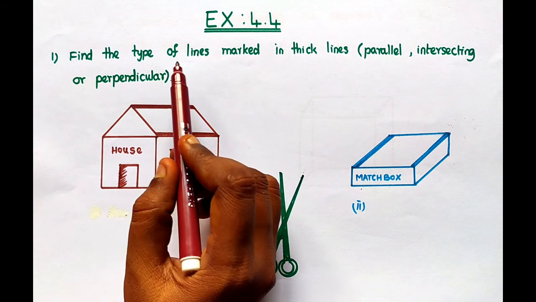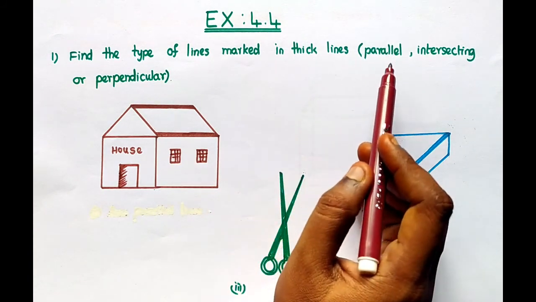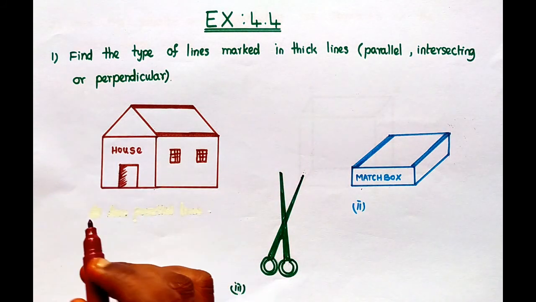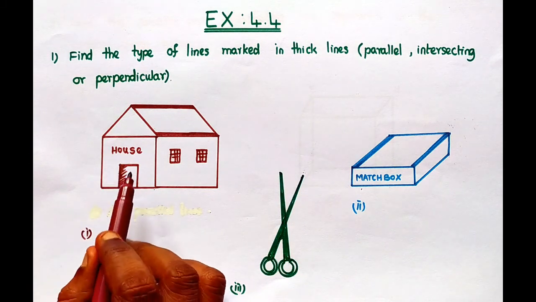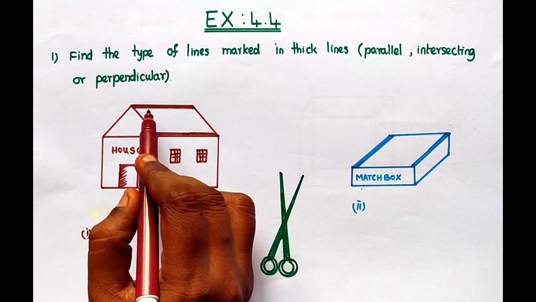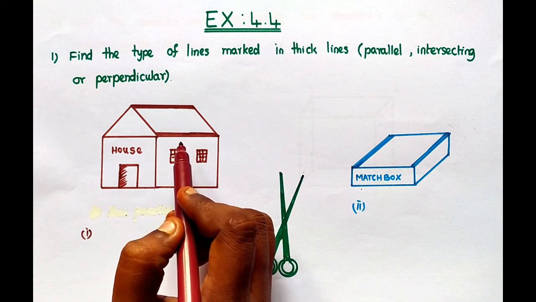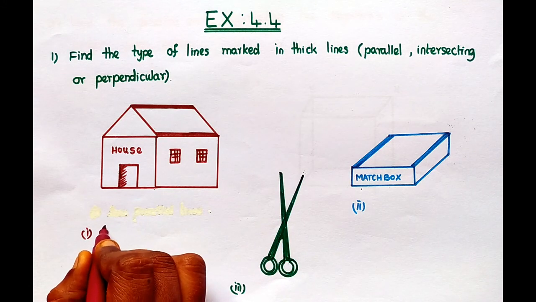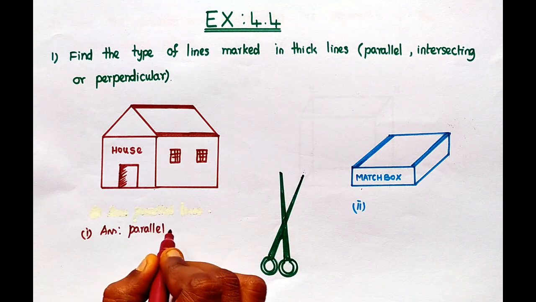First one, find the type of lines marked in the thick lines, that is parallel, intersecting or perpendicular. Listen, first one, they given a house. In that, here the thick lines. What is that type of line? That is parallel line. First one answer, parallel line.